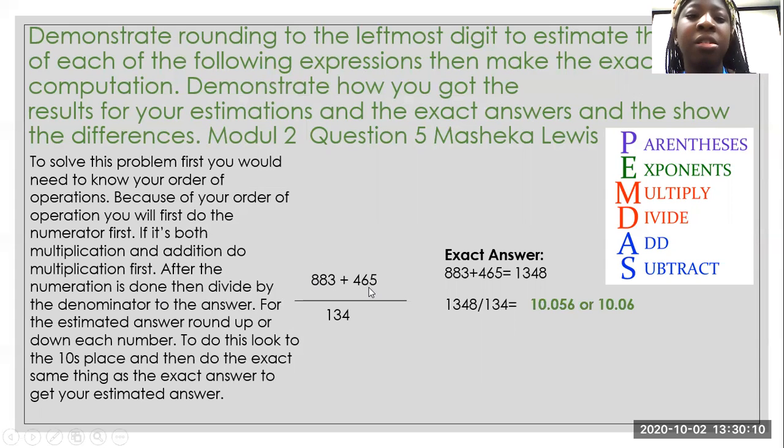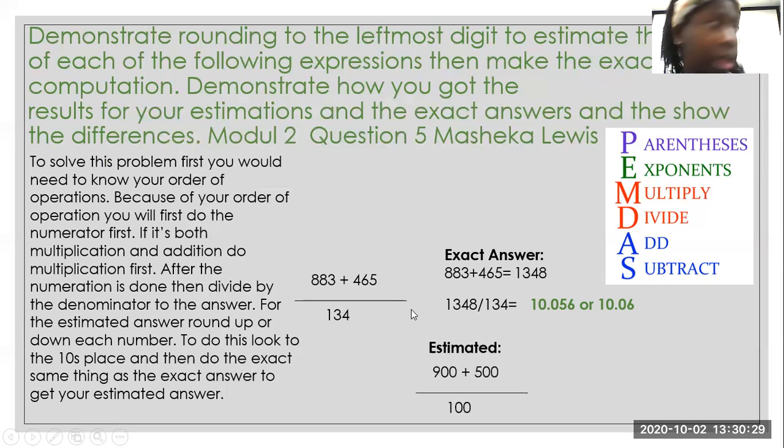Then for this tens place, we see a 6. It is higher than 5, so we'll have to round up. So this will be 500. Then we have a 3. It is lower than 4, so it'll round down to 100. So our new problem would be 900 plus 500 divided by 100. So we'll solve the numerator first. That'll be 1,400. Our denominator is 100. So then our answer will be 14.